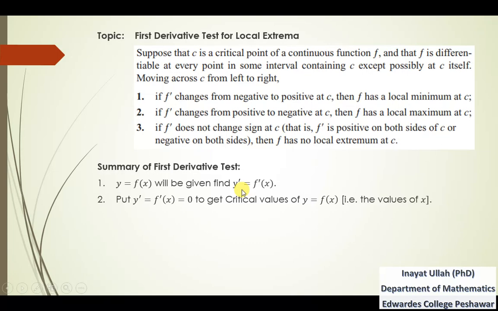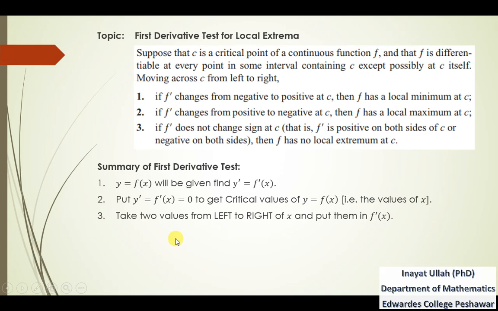Whenever you find the derivative of that function, put the first derivative equal to 0 to get the critical values, because we obtain critical values by putting the first derivative of the function equal to 0. So you'll get the critical values of the given function, that is, the values of x. So in the second step, we put the derivative of the function equal to 0 and we get the values of x.